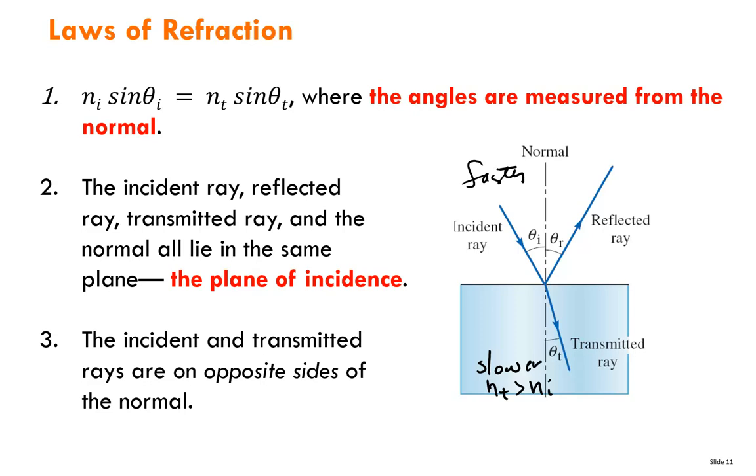Light also works the same forward and backwards. So if the light was coming this way, it would refract away from the normal.